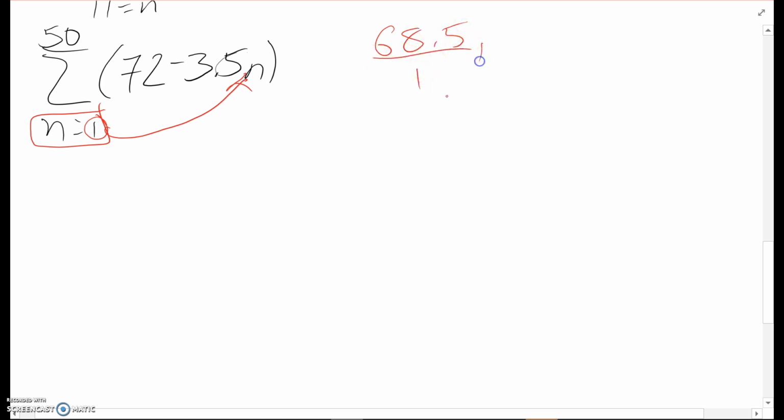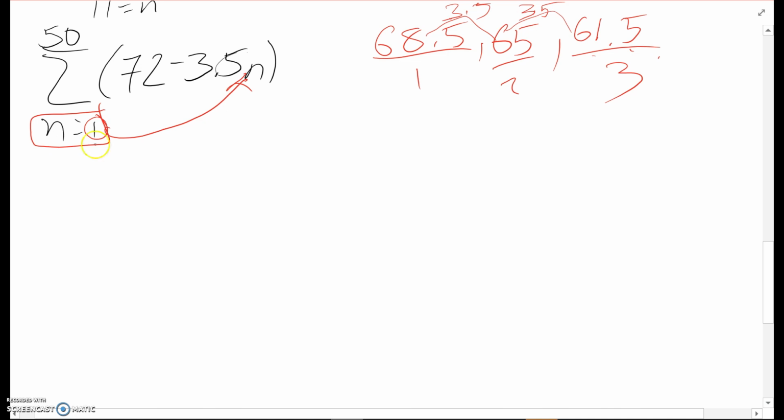That's my first term. Then I'm going to put in 2. So I'll get 3.5 times 2, 72 minus that value, and it's going to give me 65 flat. Sorry, doing some of this in my head. That's my second term. Then dot, dot, dot, and I keep going. If I do the third term, it's going to give me 61.5. I can see that this is definitely arithmetic, where I'm losing 3.5 each time. So I know it's arithmetic.